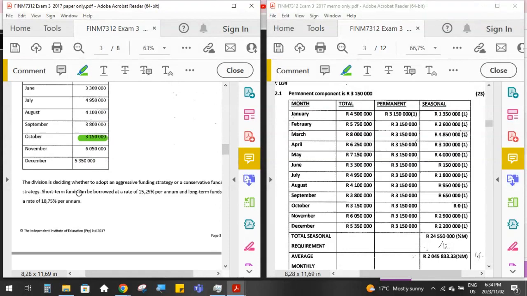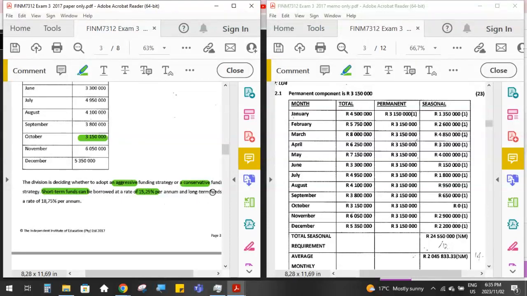The division is deciding whether to adopt an aggressive funding strategy or a conservative funding strategy. Short-term funds, which means funds that are going to be borrowed, for instance, using something like an overdraft or some kind of other secured or unsecured short-term financing, they reckon they'll be able to borrow at 15.25% per annum.